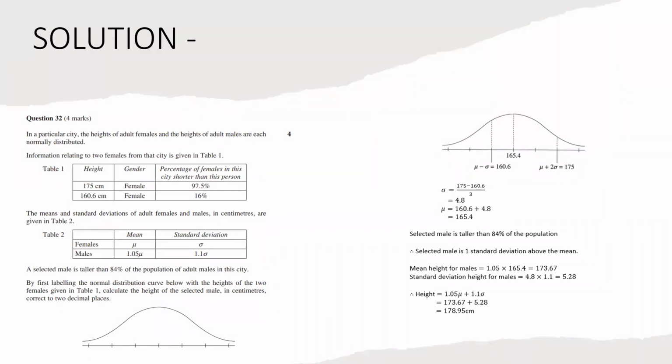Students need to make sure they follow the directions given by labelling the normal curve. This direction was given in the question to enable students to have a starting point for the question and to begin accessing the marks. So it was stated clearly on the very last line what students had to do.